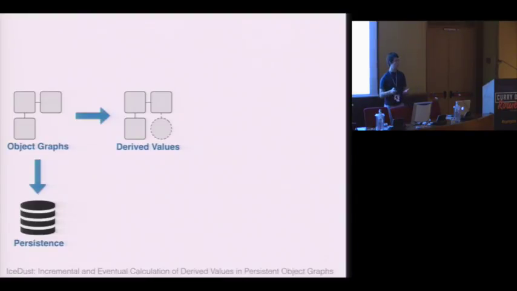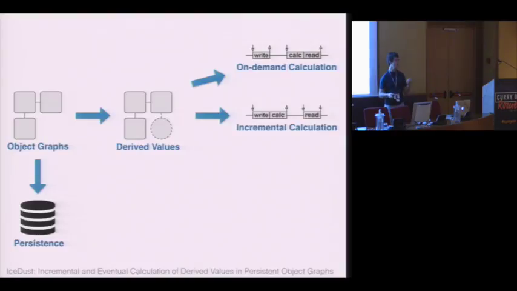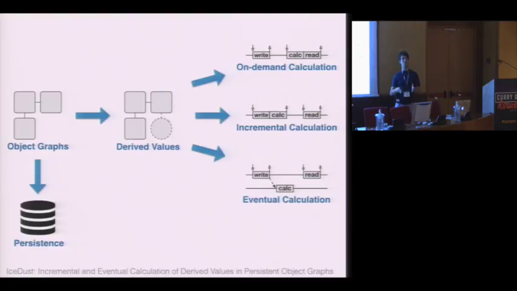We can calculate this new data in an on-demand fashion. So when we write to base data, we do nothing, we just save it. And when we ask for the derived data, we calculate it at that moment. Or we can do it incrementally, which means that on a write of base data, we compute all the derived data, and then when we ask for the derived data, we can directly return the cached value. Or we can do eventual calculation, which means that we schedule updates, so we might possibly read outdated values, but the writes and the reads will both be very fast.